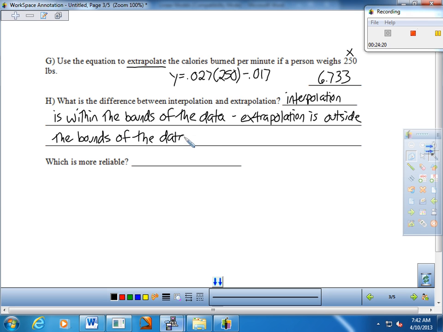Which can we be more confident with? Which is more reliable? Interpolation or extrapolation? And I think it's fairly obvious here that we would probably be more confident with our prediction when it's an interpolation as opposed to extrapolation. Again, interpolation is right within that data set. We can see that it fits within the pattern that we've already developed. But the 250 pounds, which is outside the data set, is really outside our bounds of knowledge, so to speak. And so we don't know if the model that we've created continues past the last data point.